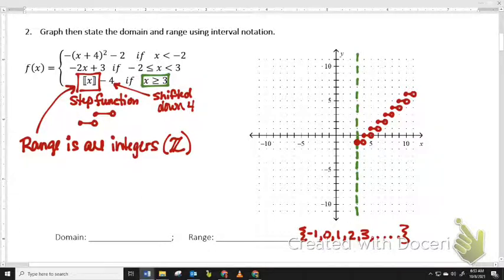Where else do we have a fence for this whole piecewise function? -2. So I'm going to go ahead and draw that one in.